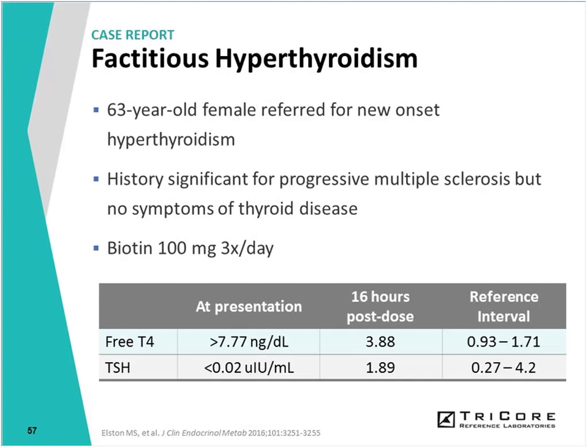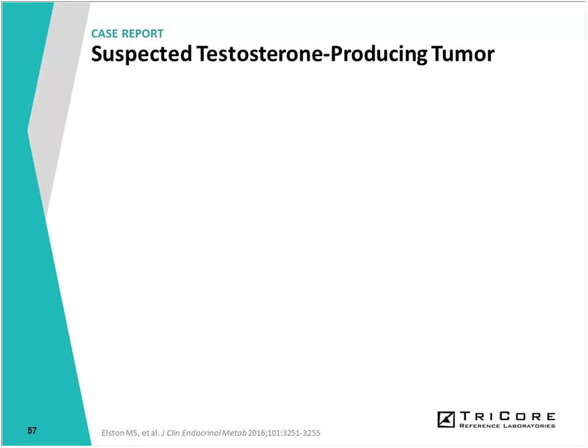A new sample was collected 16 hours after her last dose of biotin, and you can see that the results are significantly changed, right? So now she still has elevated free T4, but her TSH is in the reference interval. And that was 16 hours after her last dose. If another sample had been collected, I'm willing to bet that free T4 would have been in the reference interval.